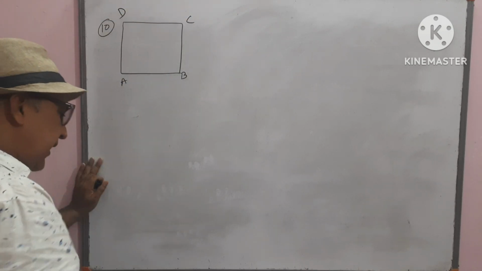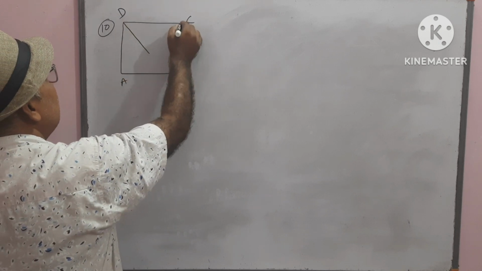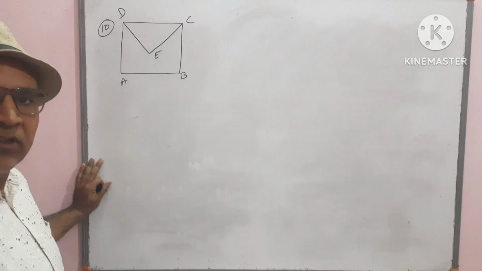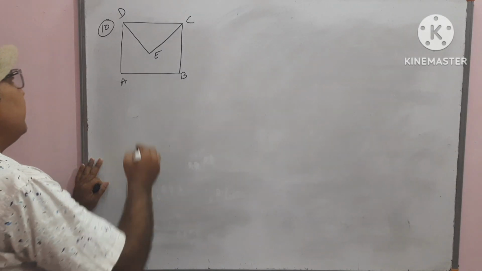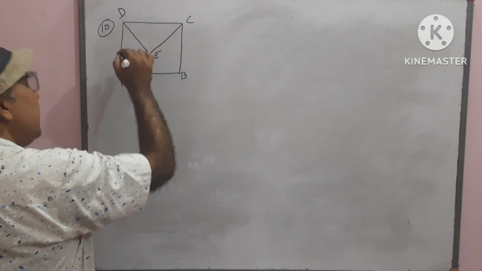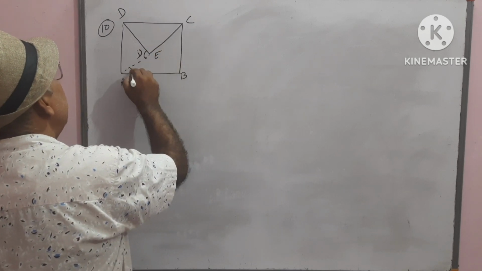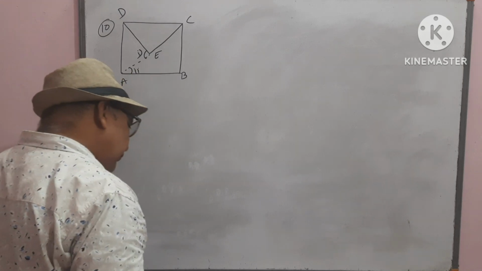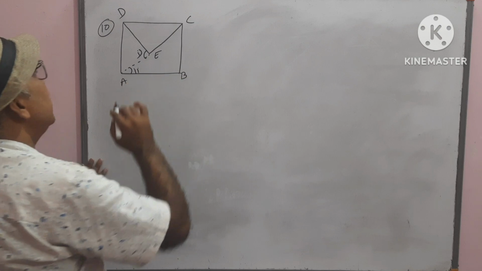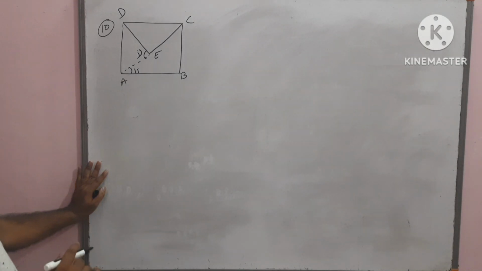ABCD is a square and CDE is an equilateral triangle. Then we have to find angle AED. After that, EAB is the second part we have to find. Then after that, reflex angle AEC. Those three parts are there. So see how to do.